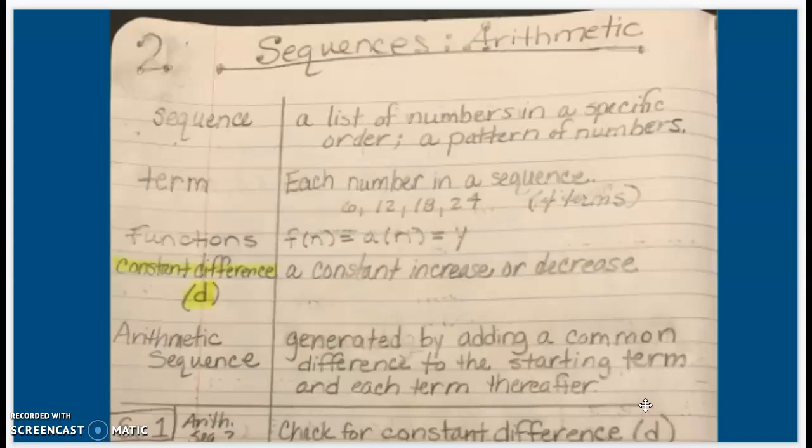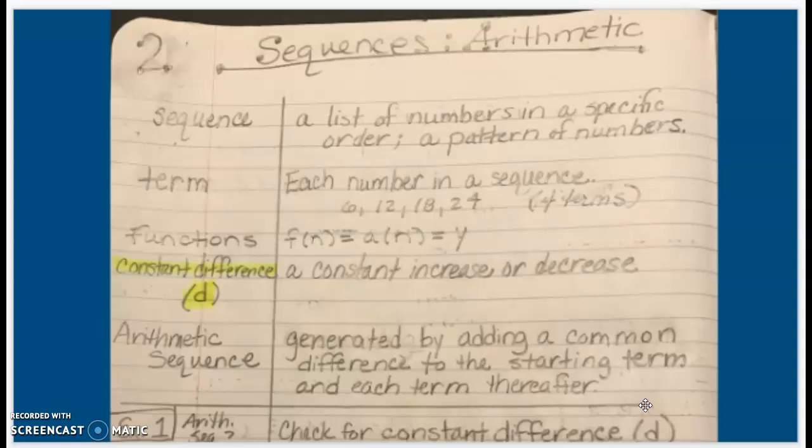I've also inserted notations for functions because we need to remind you of function notation to talk about the formulas for sequences. Here it'll be f of n is equal to a of n is equal to y. So any of those things are an indication that we're dealing with a sequence, and sequences are functions. So in the case of what we're looking at in this math course.